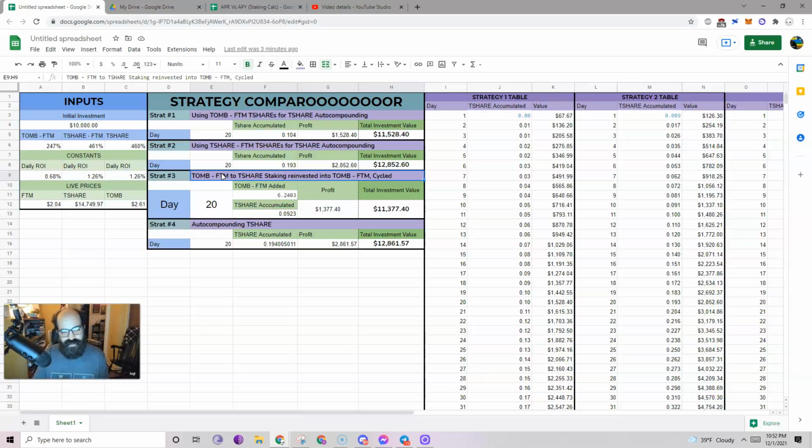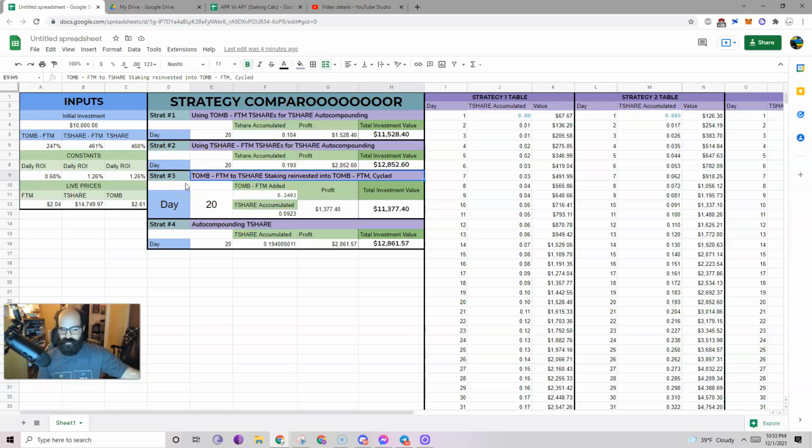The third one is a really interesting strategy, but actually the least profitable. That's taking Tomb Fantom to get T-shares, putting those T-shares into the T-share staking mechanism on Tomb, which accumulates Tomb as rewards, and then taking those Tombs and reinvesting them in the Tomb Fantom share. So again, you're staking in the Tomb Fantom LP and getting T-shares as rewards. You're then staking your T-shares on the Tomb Finance platform, and you're getting Tomb as rewards. And you're taking those Tomb and reinvesting them, adding more to the Tomb Fantom LP.